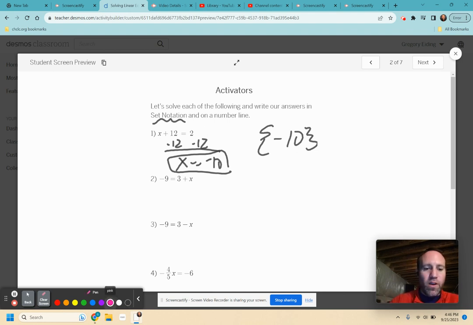On the next one, we have 3 plus x. It's on the right side. Sometimes students are like, what? X on the right side is supposed to be on the left. It can be on either side. We're talking about an equation. Left side and right side are equal, so it doesn't matter. I'm going to go ahead and subtract 3. And again, I'm going to write it as a curly bracket.